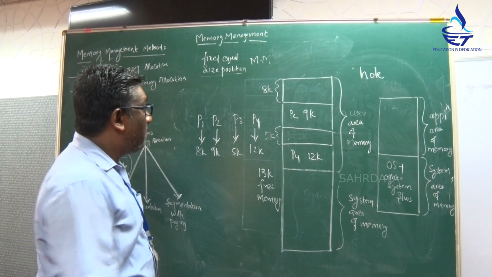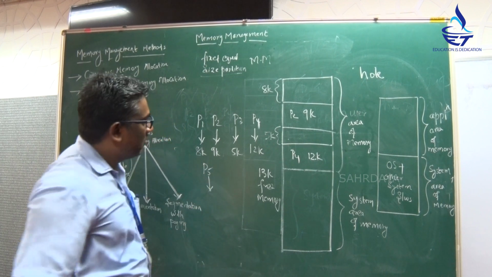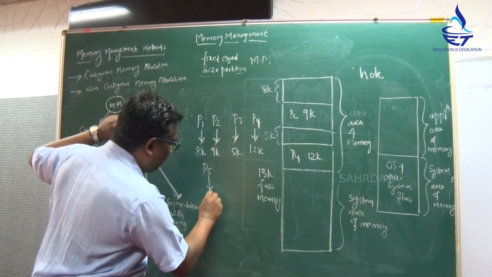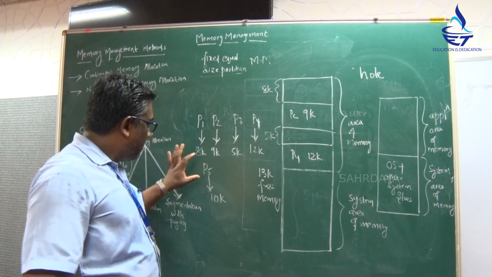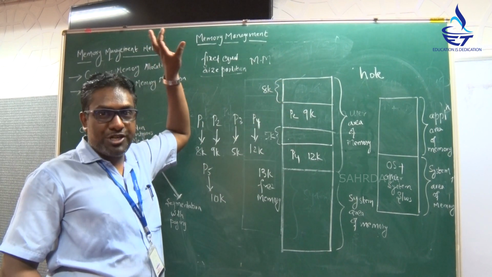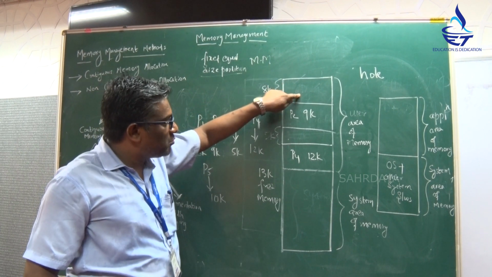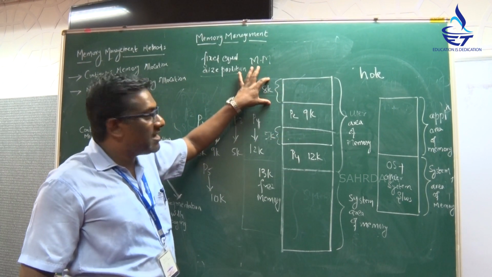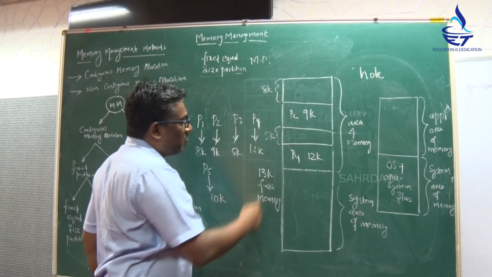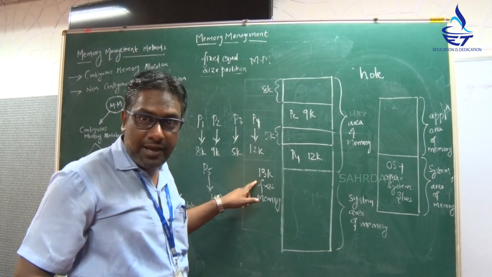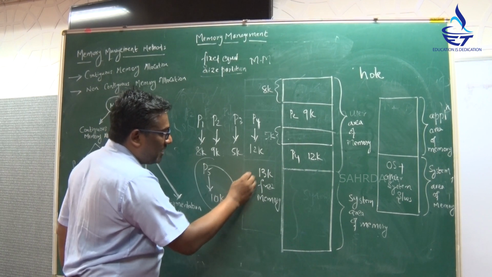Now P5 comes, another process with size 10K. Can we allocate P5 into any of these memory blocks? We have two memory blocks free, the first one and the third one. The first is 8K and the other is 5K. In total, 8K plus 5K is 13K free. And the size of P5 is 10K, which is less than 13K.